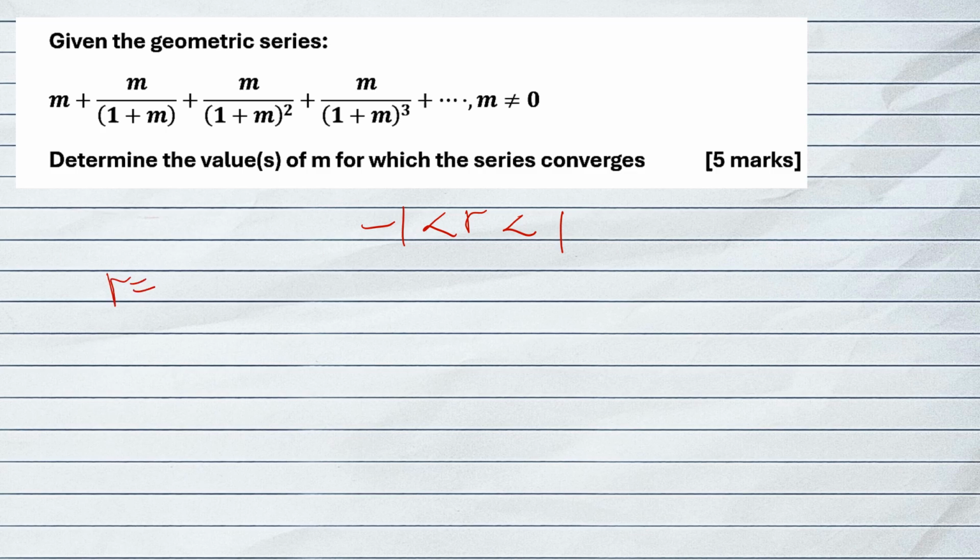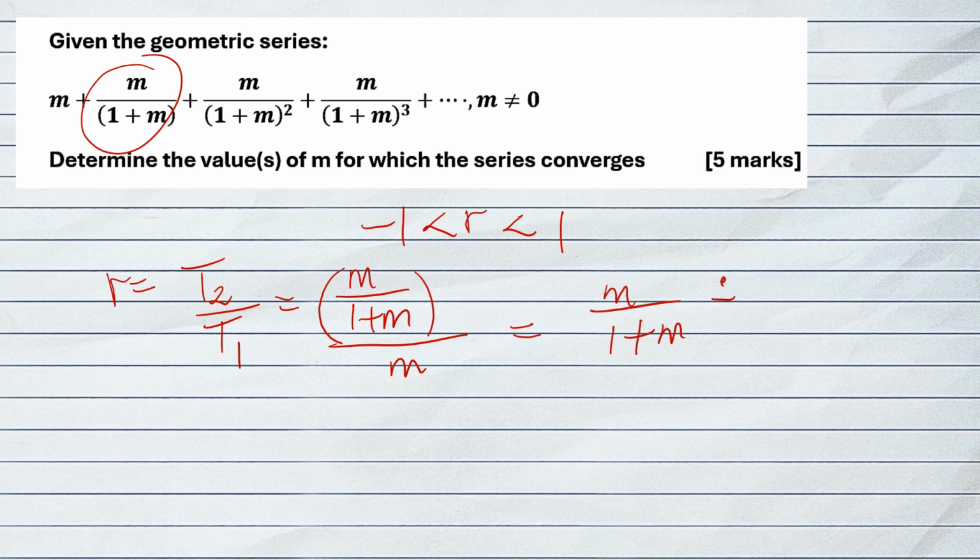The common ratio is found by taking term number 2 divided by the previous term, term number 1. Term number 2 here is m over 1 plus m, and we are dividing all this by term number 1, which is m. If I change the division to multiplication, we swap, so it will be 1 over m. The m and m cancel, and you're left with 1 over 1 plus m.